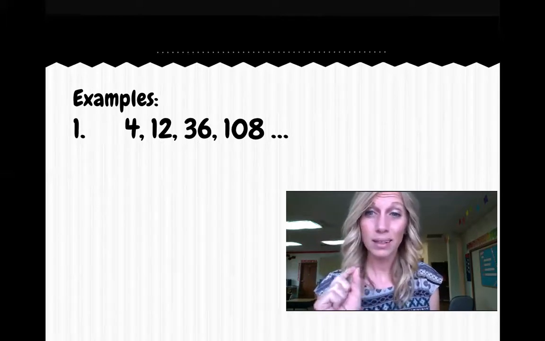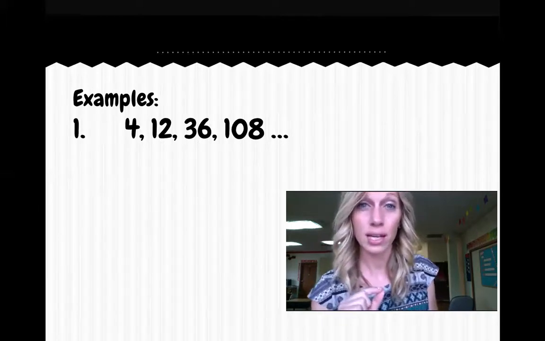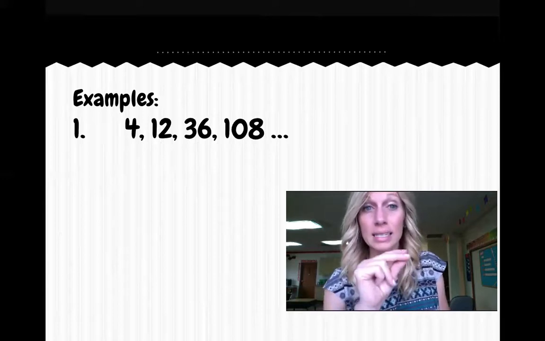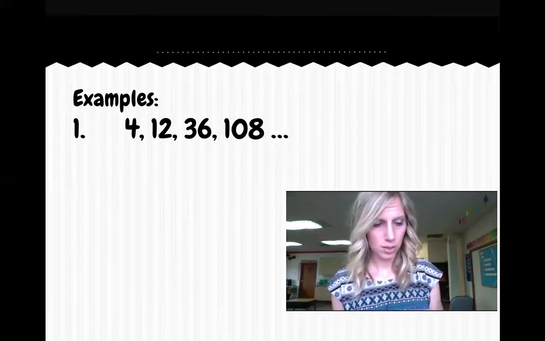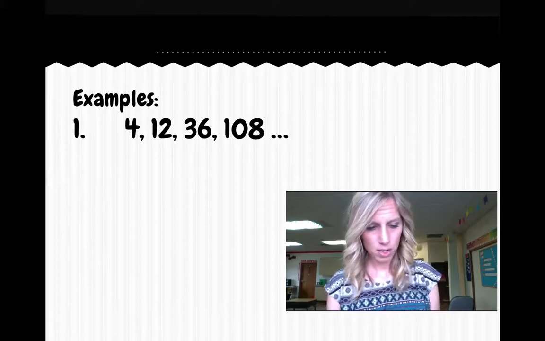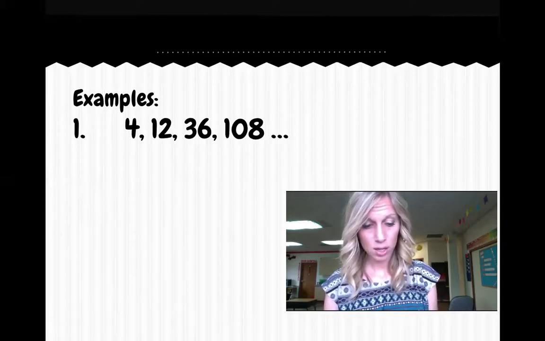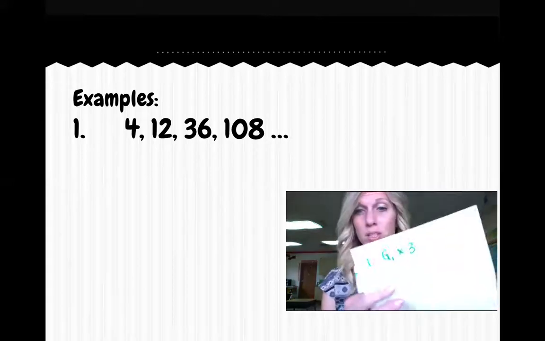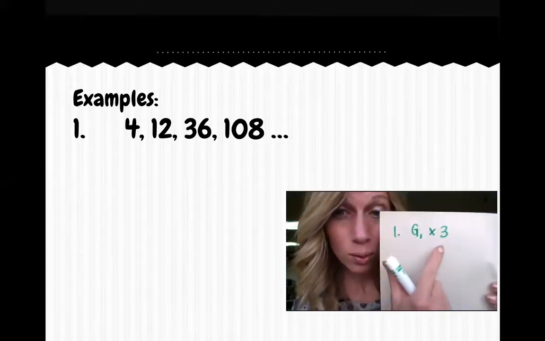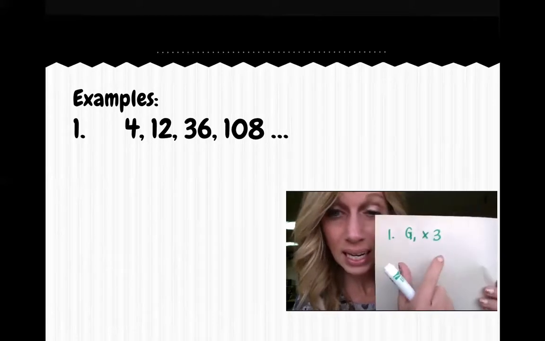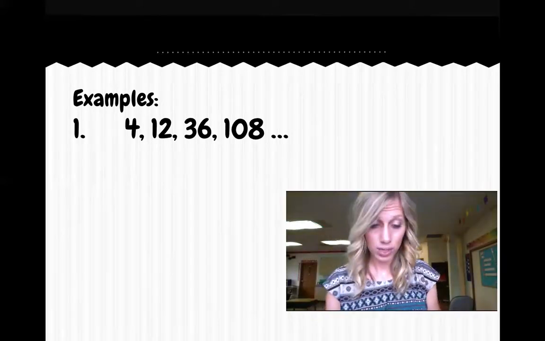So you would write the letter G for geometric. And then you would write times 3. Let me write this down for you. So for number 1, I would write that it's a geometric pattern and that I had to multiply by 3 in order to get that pattern. And now you have to list the next 3 terms.